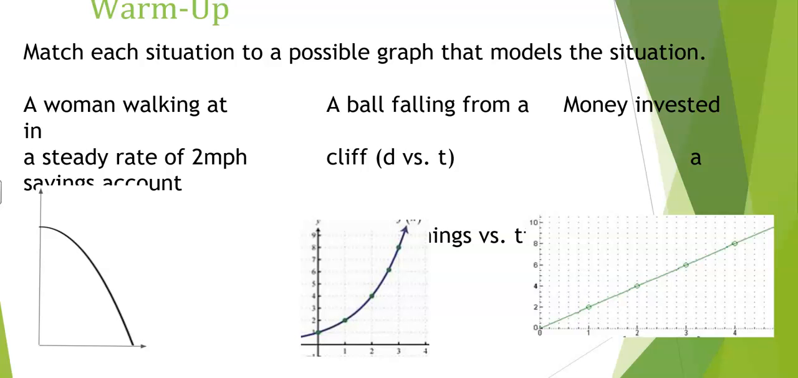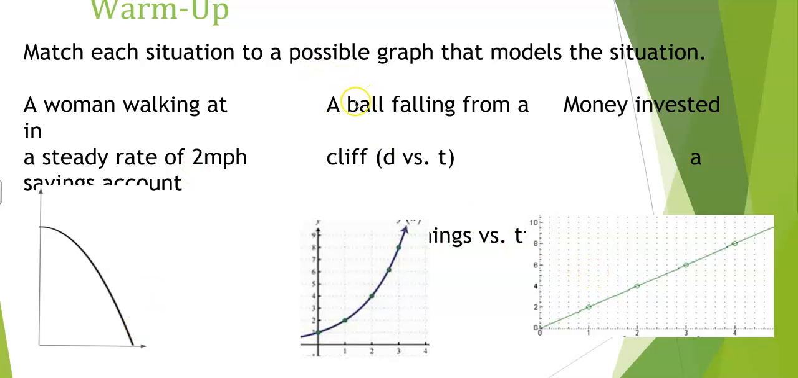I would like you to look at, and I apologize, this didn't come up very well when I transferred it. If you can look at these different graphs, these are all modeling something in the real world. I'll read this for you. So what I was wanting for the first one was to match the graph that would show a woman walking at a steady rate of 2 miles per hour. Which one of these graphs?